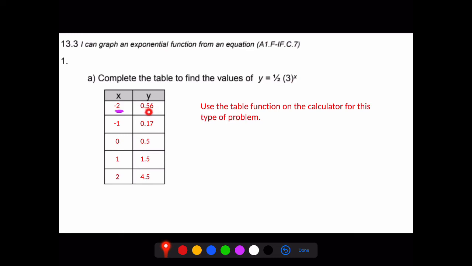And we're going to round it to 2 decimal places, or the nearest hundredth. I plug negative 1 in for x, we get 0.17 for y. I plug 0 in for x, we should get our a value, 0.5 or 1/2. I plug 1 in for x, well 3 raised to the first power is 3. Cut 3 in half and you have 1.5. I plug 2 in for x, well 3 to the second power is 9. 9 cut in half is 4.5.